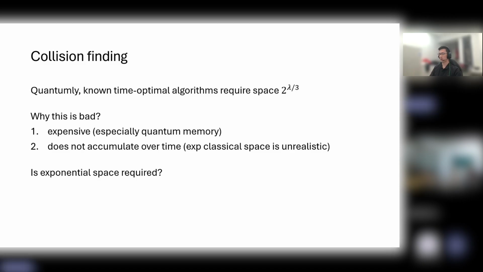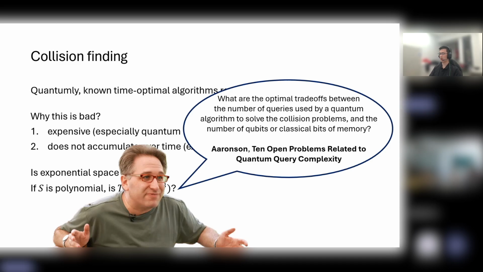So the natural question, which I mentioned on the last page, is whether this exponential space is really required. That is to ask, if S is polynomial, can we still achieve this best query complexity? This is one of the 10 open problems related to quantum query complexity presented by Scott Aaronson. The original statement is a bit different, but essentially it asks whether this memory is needed, whether there's an exponential space lower bound for optimal collision finding.